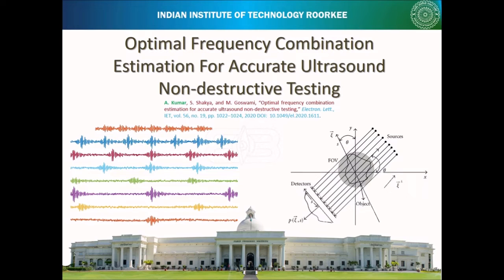In this video, I am going to talk about our article that we have published in Electronics Letters Journal, IET, which is titled Optimal Frequency Combination Estimation for Accurate Ultrasound Non-Destructive Testing. In this paper, we have proposed a method to estimate the optimal frequency for a non-destructive testing system. Particularly, we have used an ultrasound CT system.